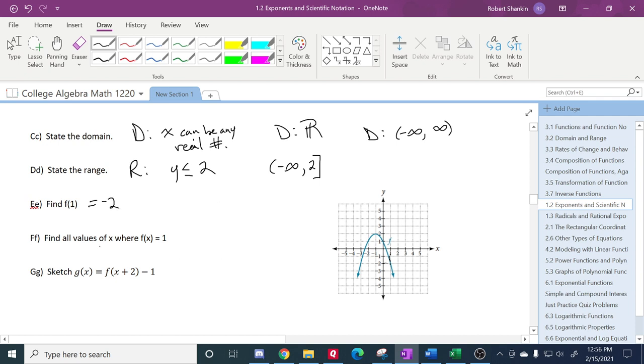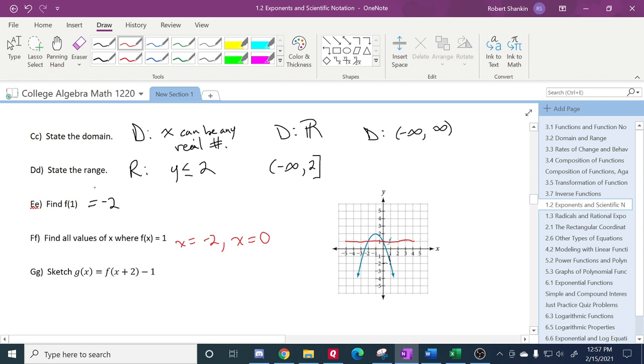And then find all values of x where f of x is equal to 1. Now this one, the output is 1. So you're taking this horizontal line that has a height of 1, and you're saying, what are the inputs that will give you this output? And x could have been right here, negative 2. And x could have also been 0. Two inputs lead you to that output.